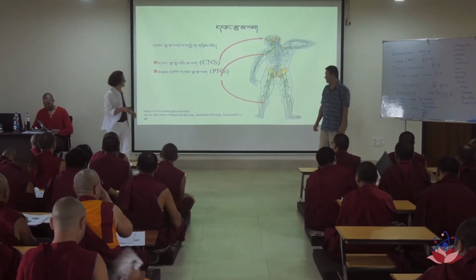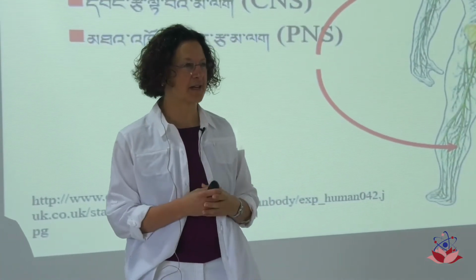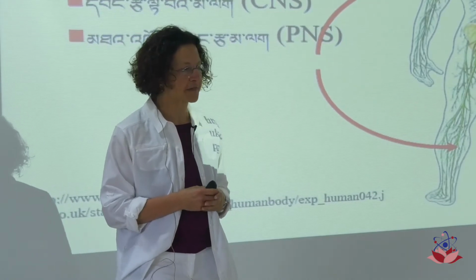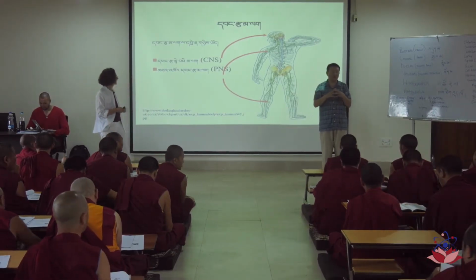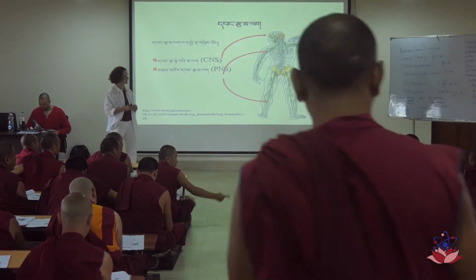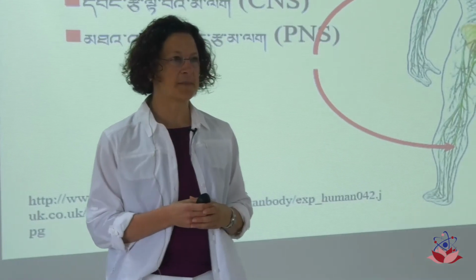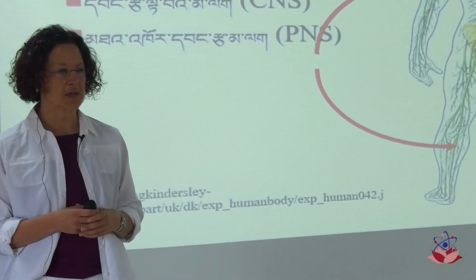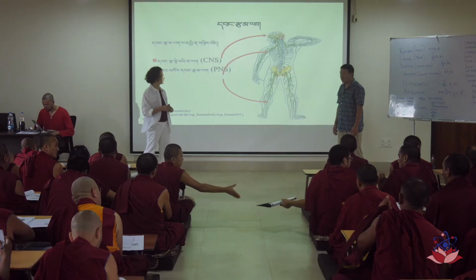Okay. So today we are going to continue talking about the structure and function of the nervous system. We can break up the nervous system into two kinds, the central nervous system and the peripheral nervous system.